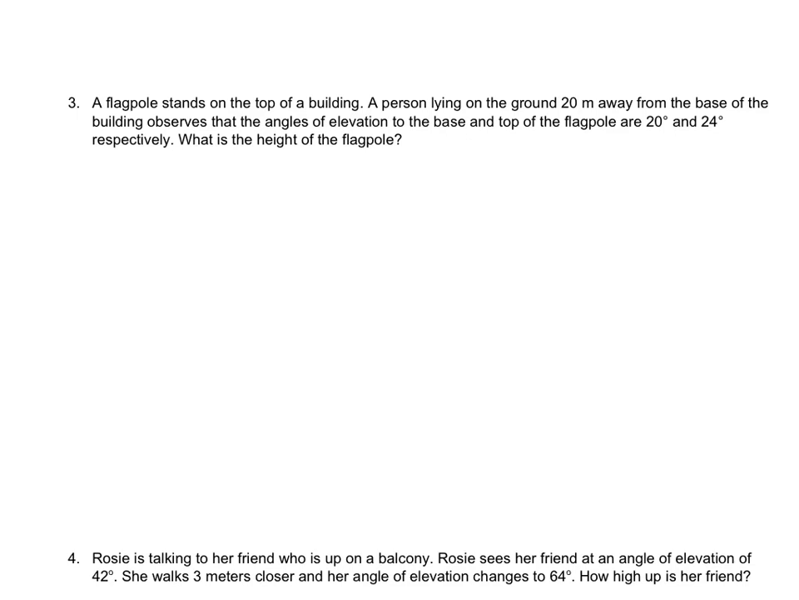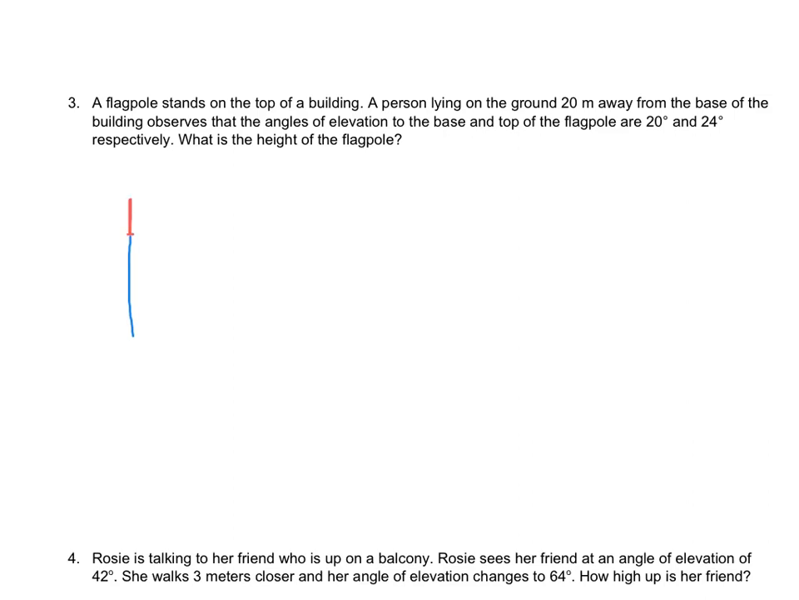A flagpole stands on the top of a building. A person lying on the ground 20 meters away from the base of the building observes that the angles of elevation to the base and the top of the flagpole are 20 degrees and 24 degrees respectively. What is the height of the flagpole? All right, let's start with a diagram. So let's say that this here is my building and this is the flagpole.